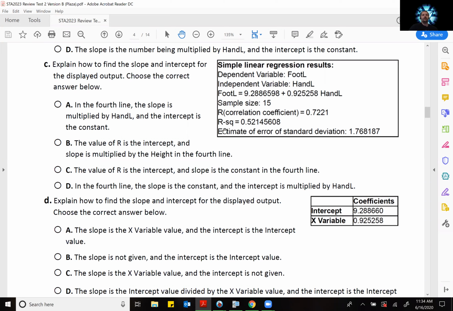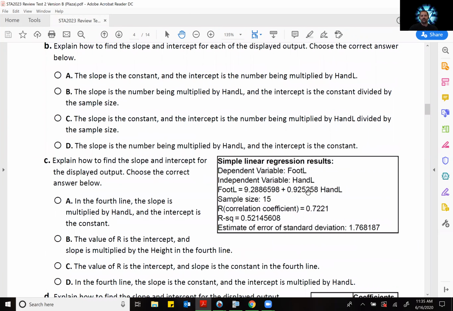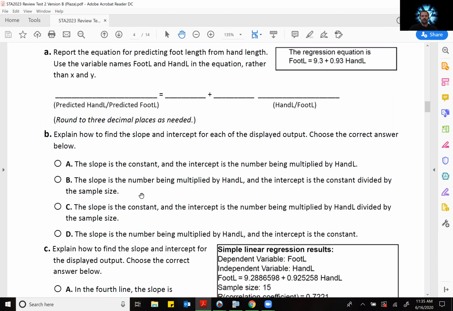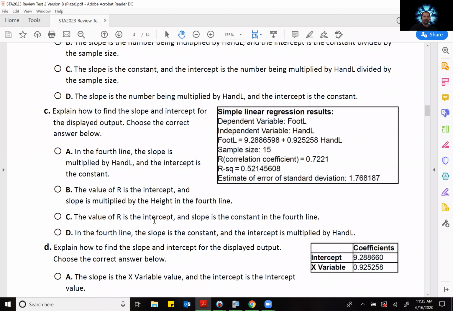So I think this one was for the top one, and I think part C is for the actual StatCrunch. So part B, I think that was for the Minitab, and then part C for the StatCrunch. All right. So how can we find the slope and the intercept from this displayed output?